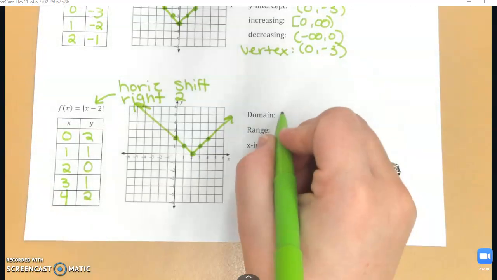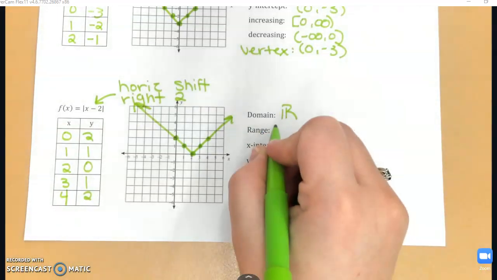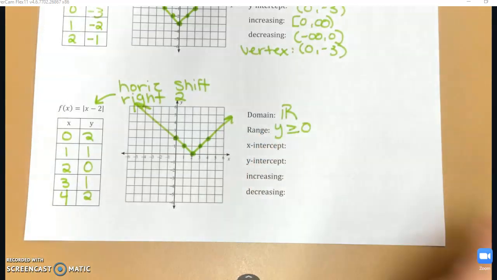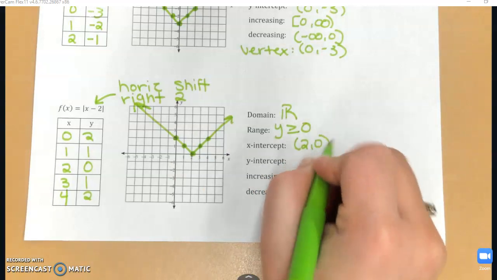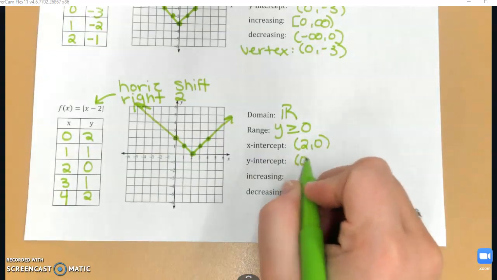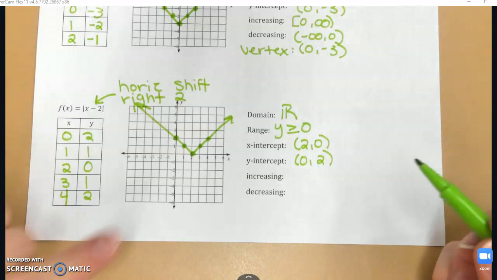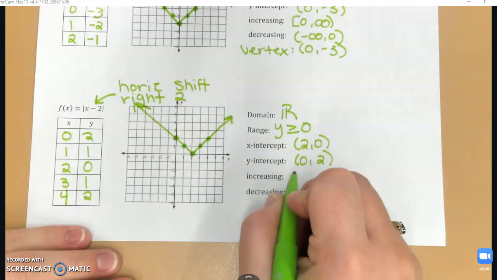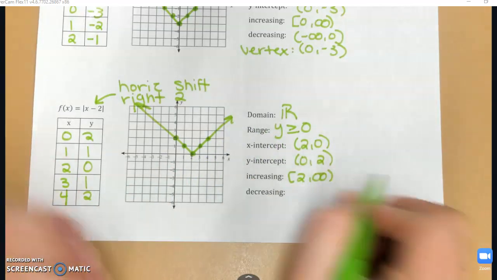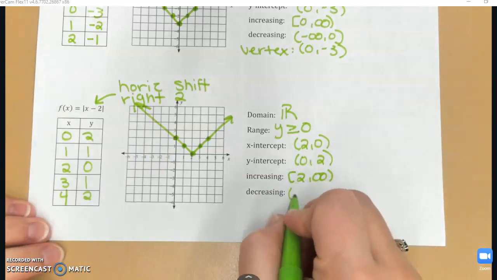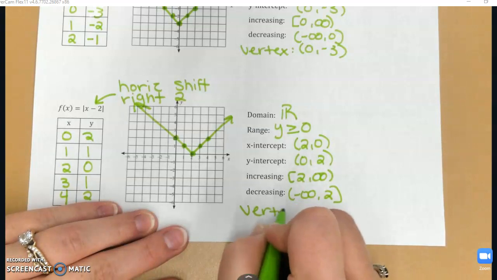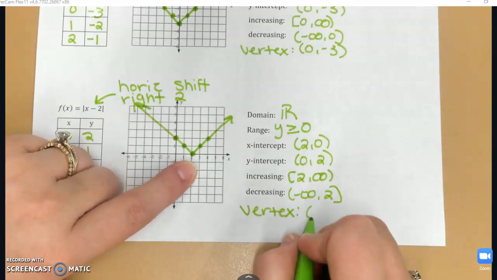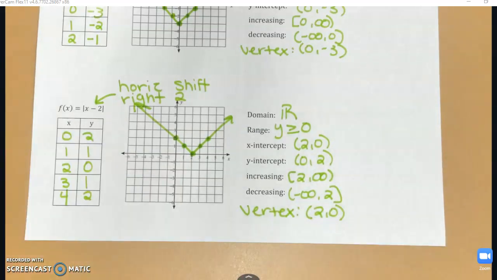Here's my new graph. My domain is still all real numbers. My range is still all values greater than or equal to 0. My x-intercept is now at 2, 0. My y-intercept is at 0, 2. Now I'm increasing from 2 to positive infinity and decreasing from negative infinity to 2. And my vertex has shifted to 2, 0.